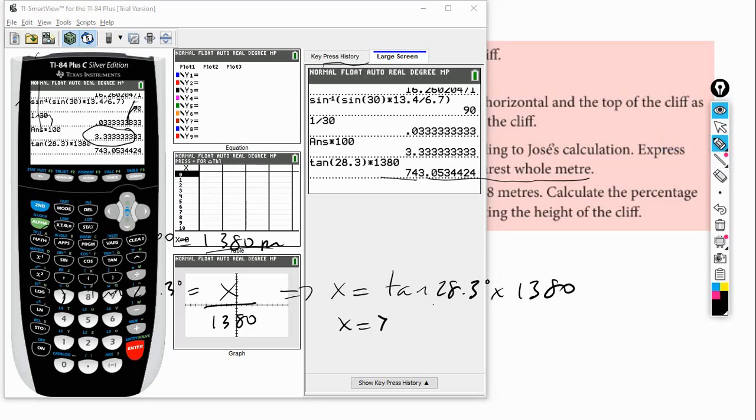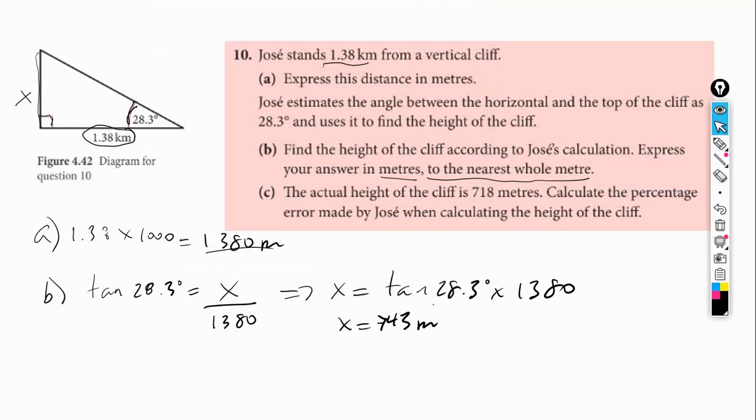So let's write that down. So this is 743 meters. That would be the height of the cliff, rounded to the nearest whole meter. Okay. So let's go now to part C. The actual height is 718 meters. So our calculation is off by a bit, right? Because the actual height is 718 meters. Calculate the percentage of error. So again, letter C is percentage of error.